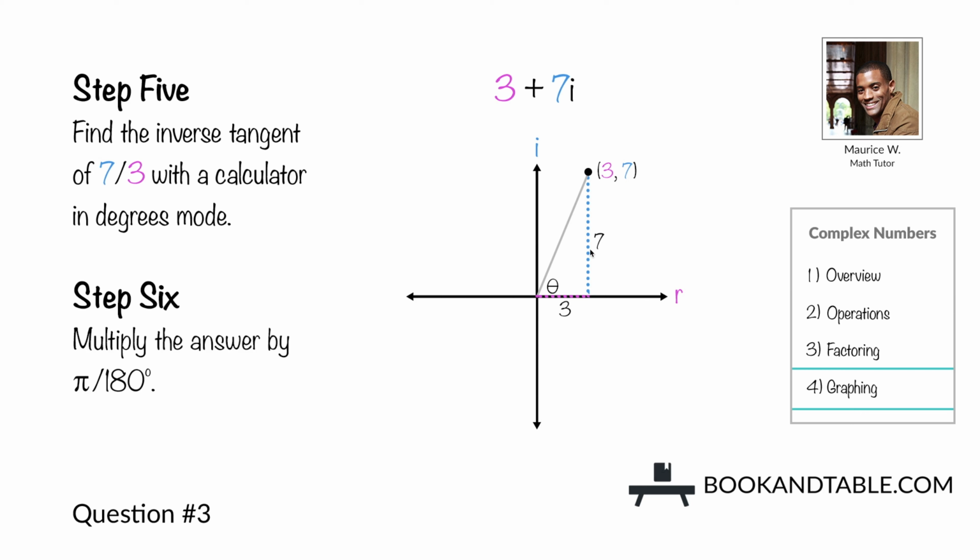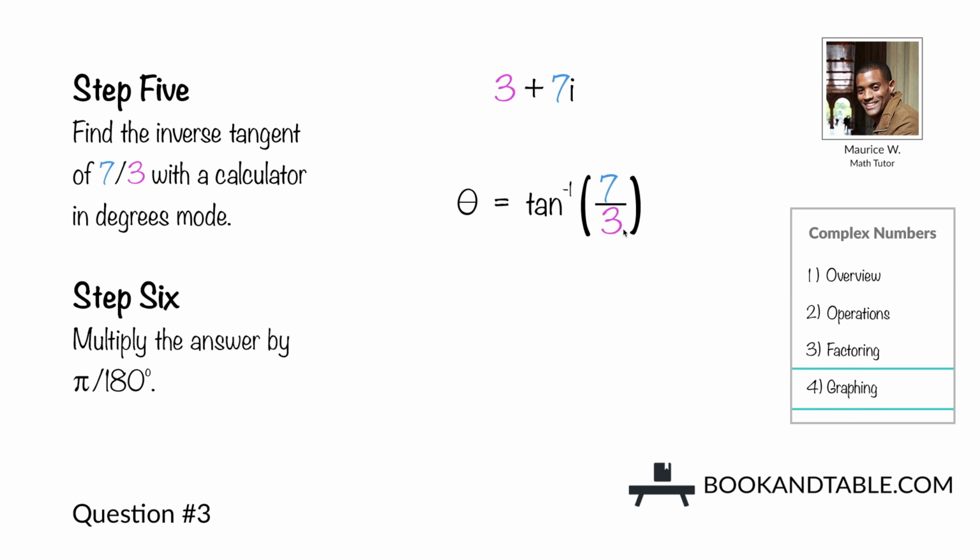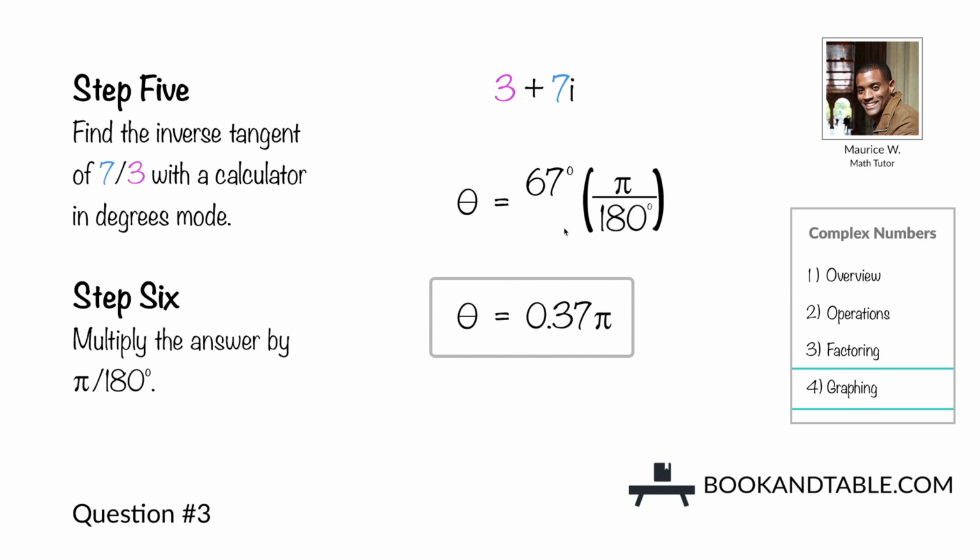So finding the inverse tangent of 7 over 3 with the calculator in degrees mode will give us our argument, or theta. So the inverse tangent of 7 over 3 shows us that theta is equal to 67 degrees. And in radian form, you multiply 67 degrees by pi over 180 degrees. 67 degrees divided by 180 degrees is 0.37 radian. So the answer to question number 3 is 67 degrees or 0.37 radian. And that is how you find the argument of a complex number in quadrant 1.